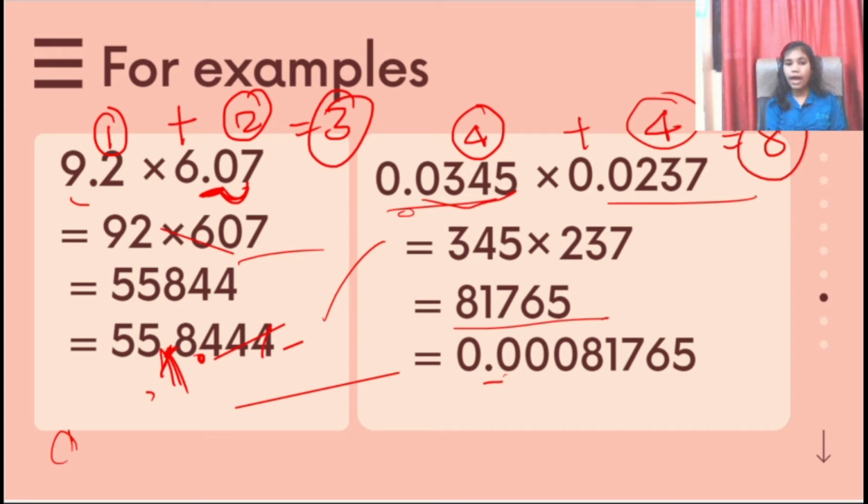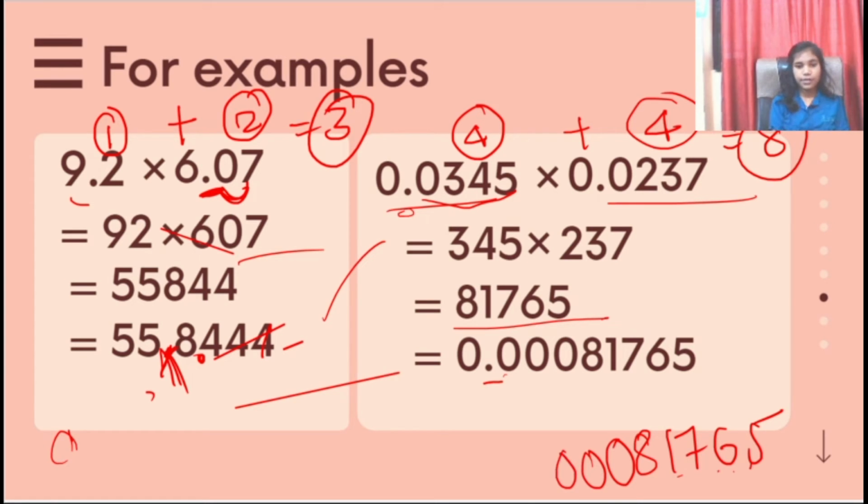So we write 8, 1, 7, 6, 5. If you count these, there are only 5 digits, right? So we put 0s before them to make them 8 places, and before the point we put a 0. So your answer is 0.00081765. As simple as that, right?